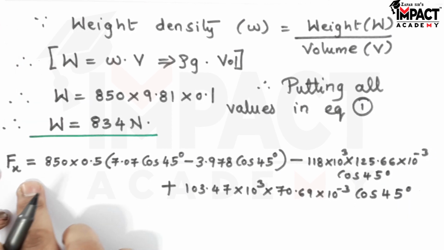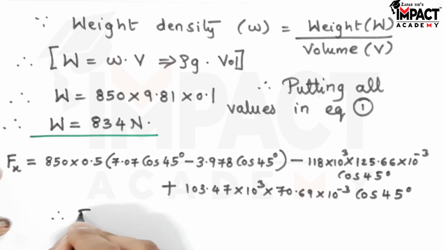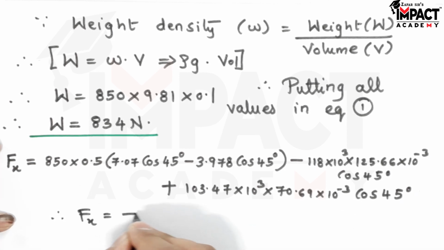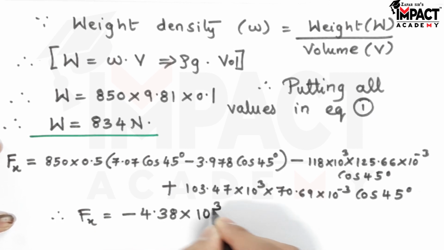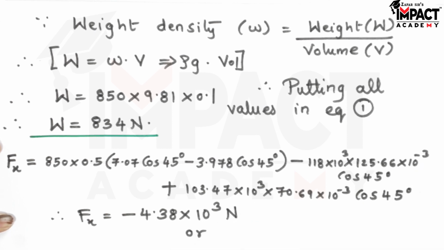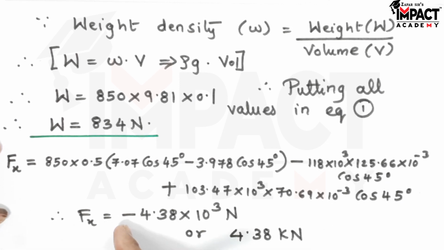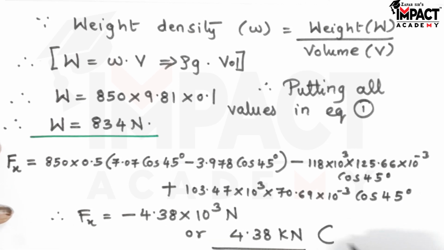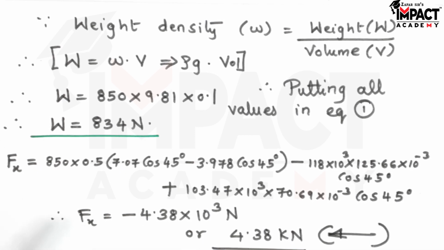So when we calculate this entire portion, the answer of Fx comes out to be minus 4.38 into 10 raised to 3 Newton, or in other words that becomes 4.38 kilonewton when I divide it by 1000. Since it is minus, it means Fx is acting towards the left hand side, because at the start the assumption was Fx was towards the right hand side. The answer is negative, it means it has to be towards the left hand side.